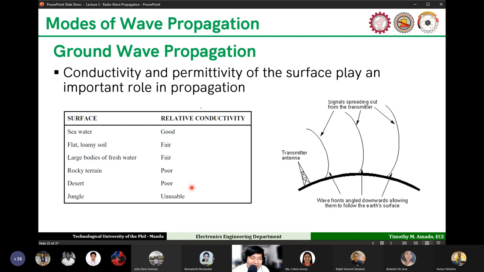By the way, this is the illustration of the ground wave propagation. I don't know if you can see na as it travels farther away from the source, nagtitilt yung ground wave natin. Parang dito naka-lean back pa siya. But as it travels farther away from the source, it moves or tilts forward. And eventually, the ground wave will disappear kapag totally tilted na siya towards the ground. So, may limitation yung ground wave natin.